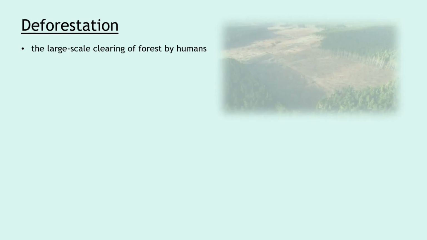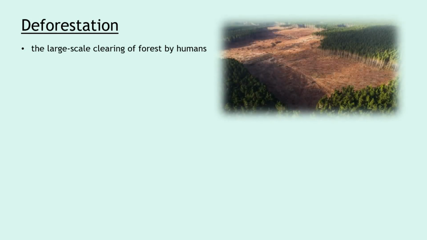So the first one is deforestation. This is the major large-scale clearing or removal of forest or woodland by humans. So here we had a very nice, neat area of woodland, and then just one large chunk of it has been removed. Now, the trees that have been felled can be used as a source of timber.